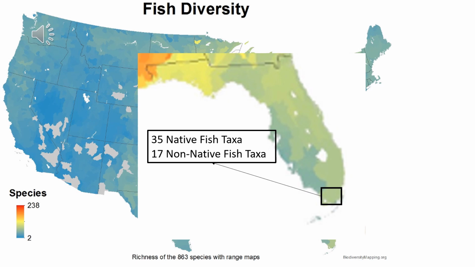Now, if we zoom in on Florida, and specifically South Florida, and this square approximates the Everglades National Park boundaries, you can see that native diversity there is quite low, and the non-native diversity is relatively high. So we might expect that the biotic resistance hypothesis had a part to play in this.